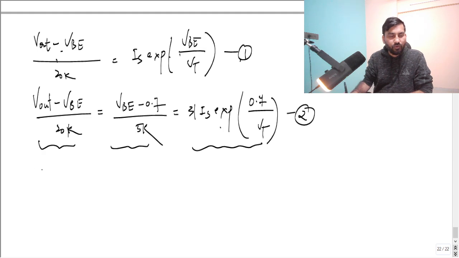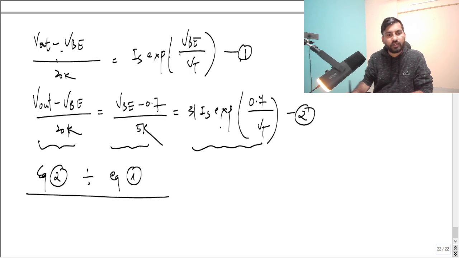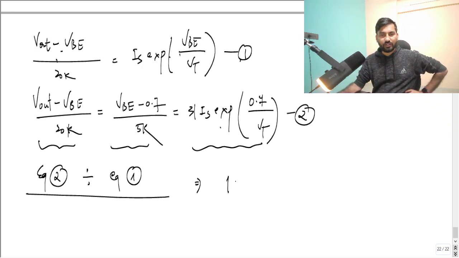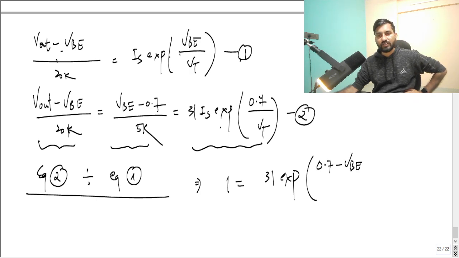So what we can do here is equation 2 divided by equation 1. You can just do this. If you divide, you will get 1 is equal to, because both are the same, you take this in the numerator only, so it will be 31 exponential, and this guy will go up. So this will be nothing but 0.7 minus VBE by VT. Simple manipulation that we are doing.